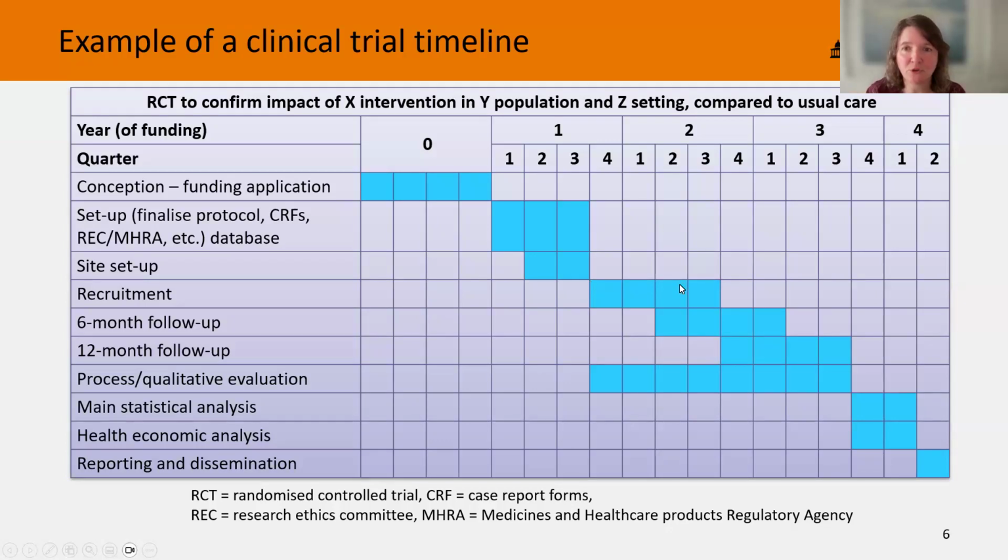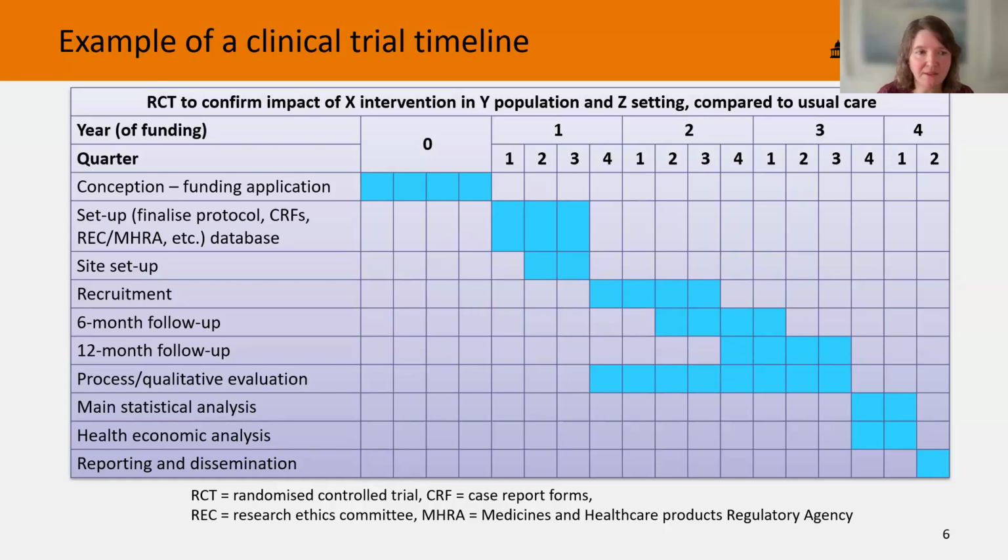All going well, we'll recruit all our patients. We'll do a couple of follow-ups. Maybe we'll do a process evaluation as we go along, asking people what they think about it and how it's been implemented. Then at the end, we gather all this data together that we've collected and we do 2 analyses. We do the main statistical analysis and we do the health economic analysis.